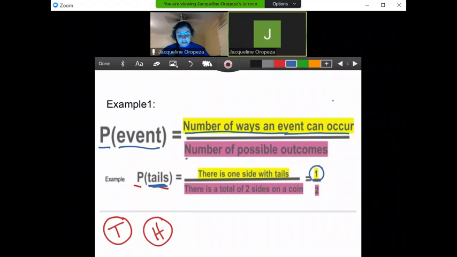The bottom is the number of possible outcomes. If I flip a coin, it only has 2 sides. So that means my only options are those 2 options. That is why there is a number 2 on the bottom. So the top is what I want to get. The bottom is everything that I could get.